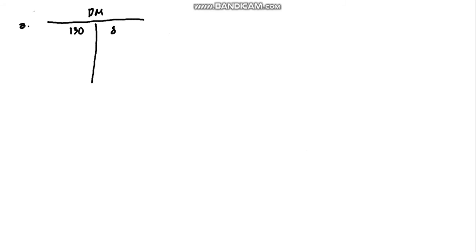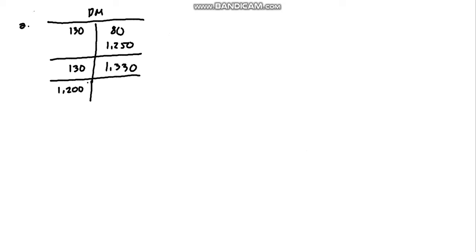And the one that is used in production is 1,250. So by just looking at here, this is 1,330. This is 130, and therefore the purchase is 1,200. So as easy as that, if we are using the T account method. Okay, so that's the answer, 1,200.